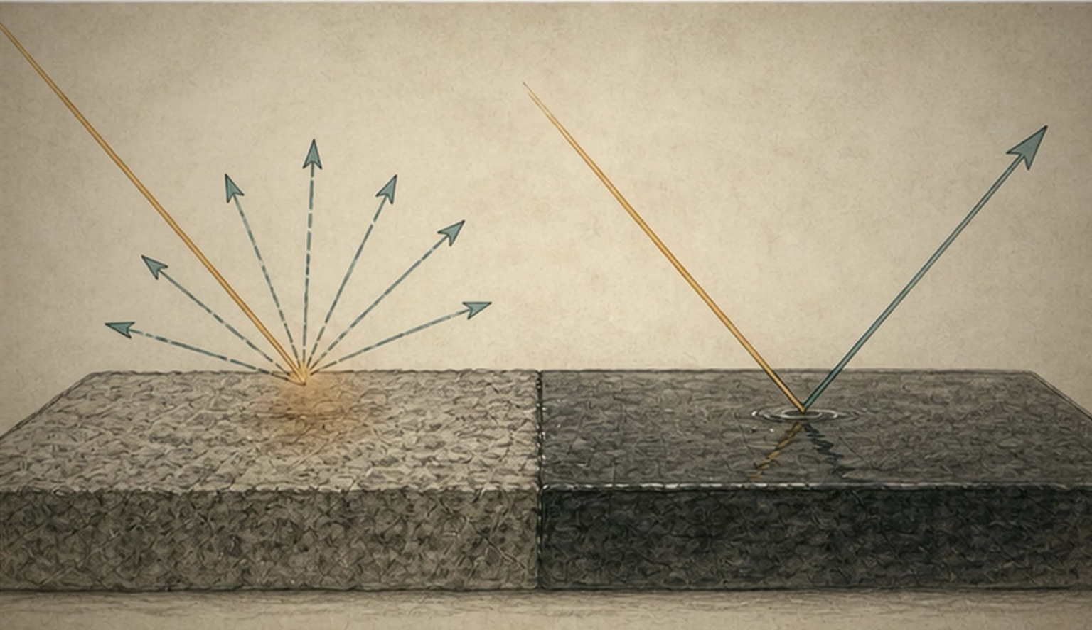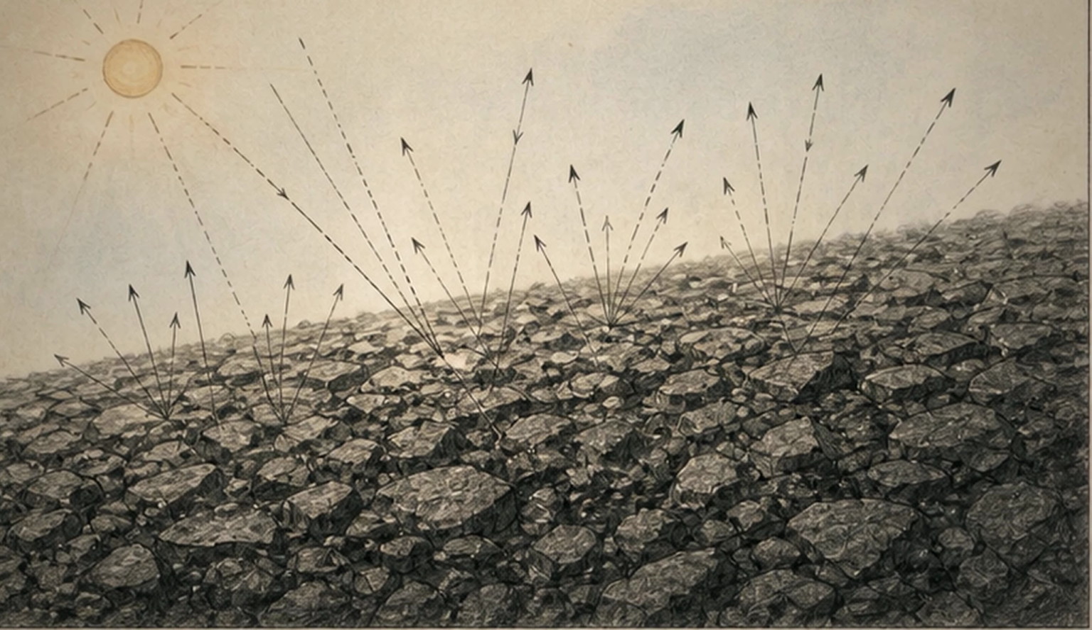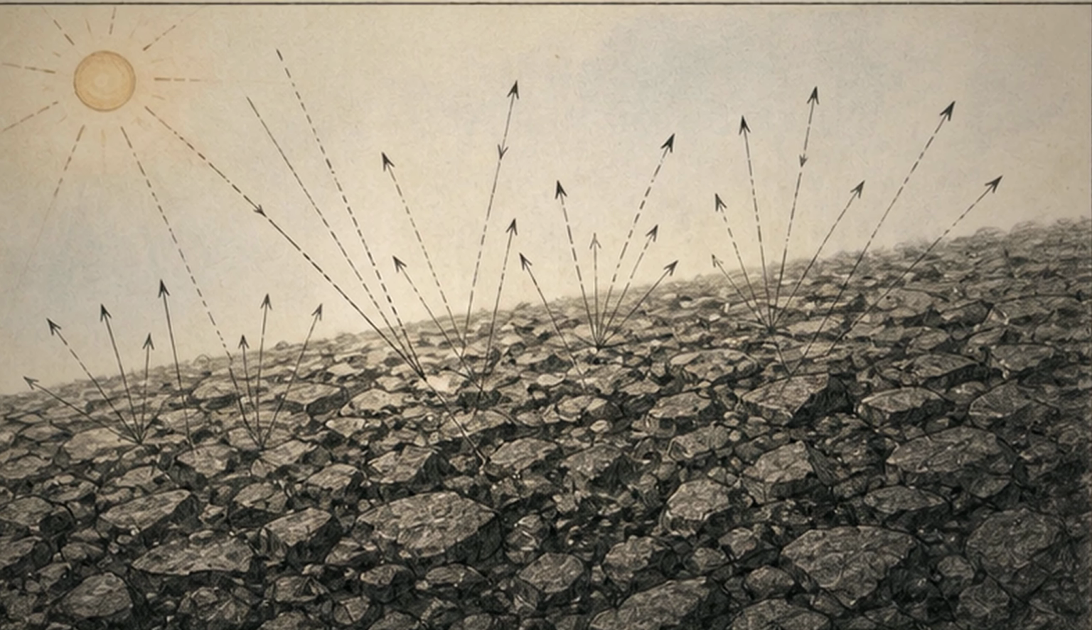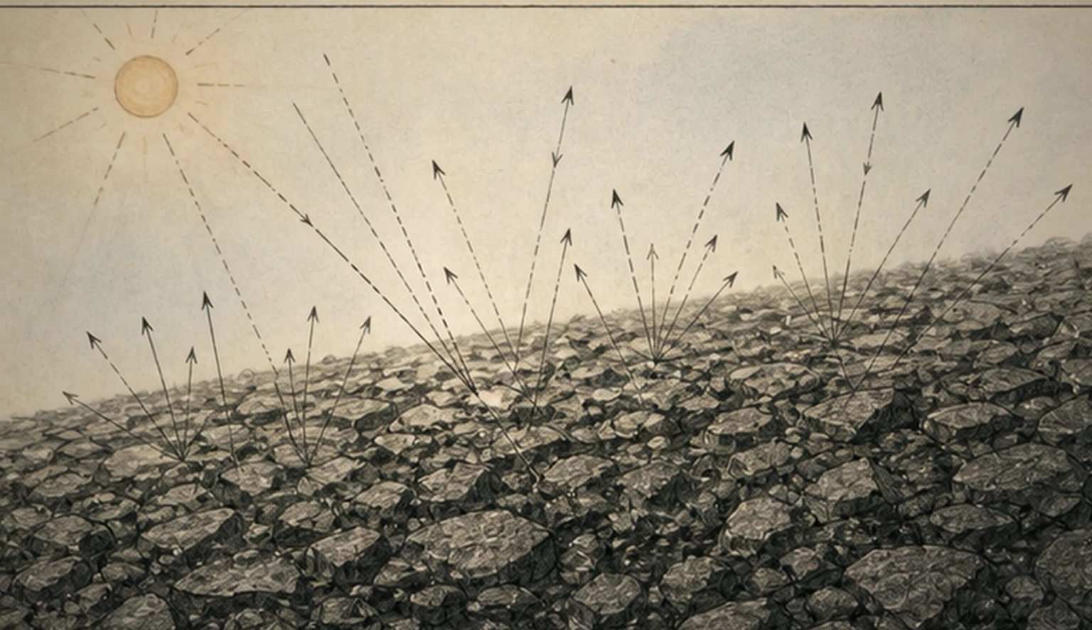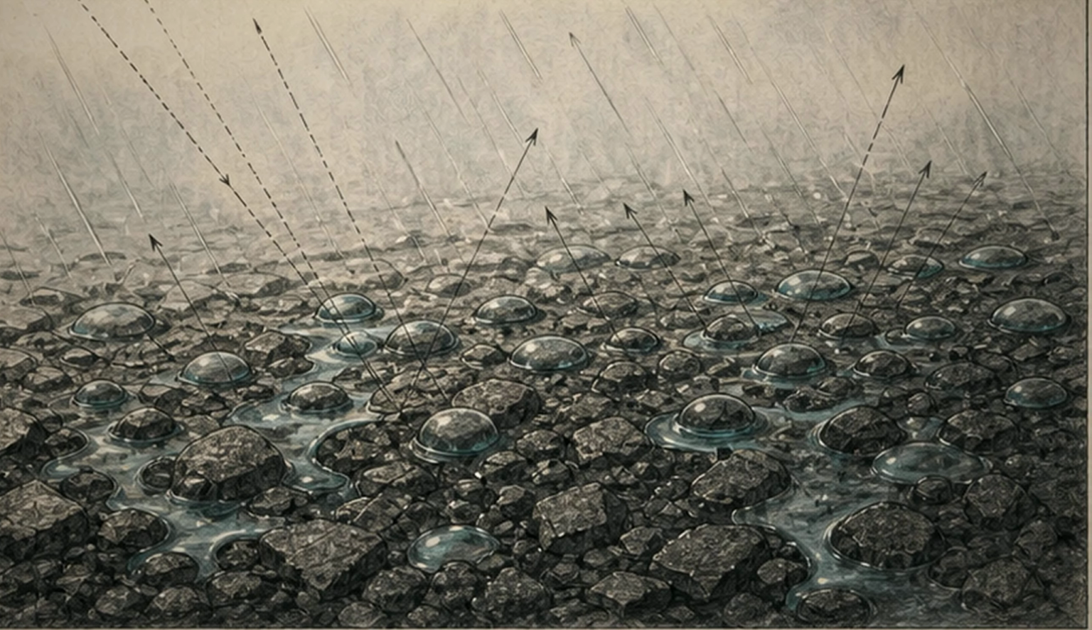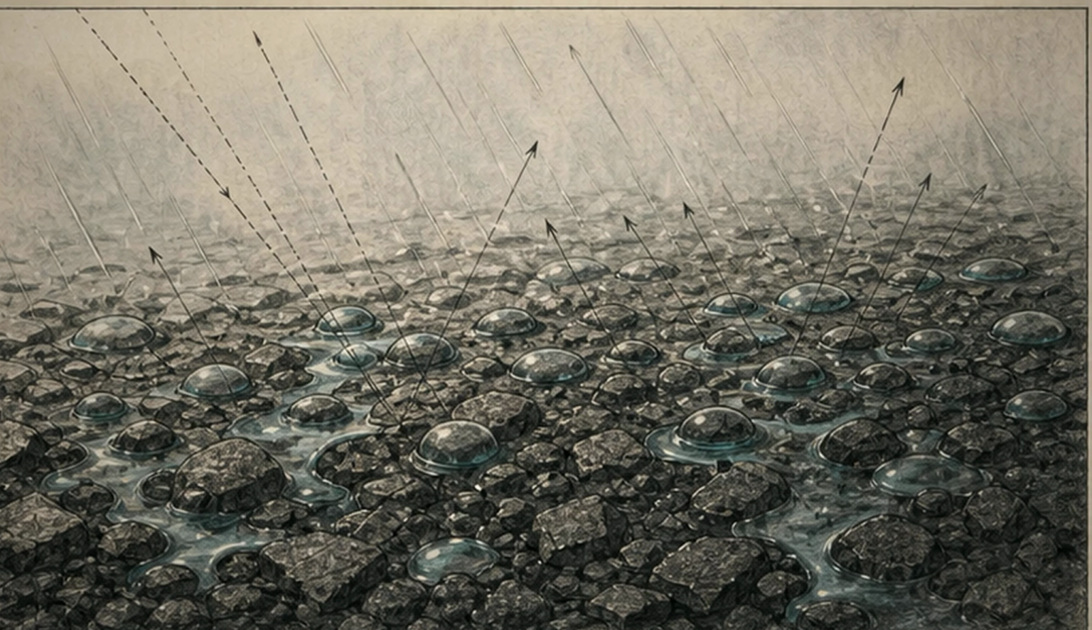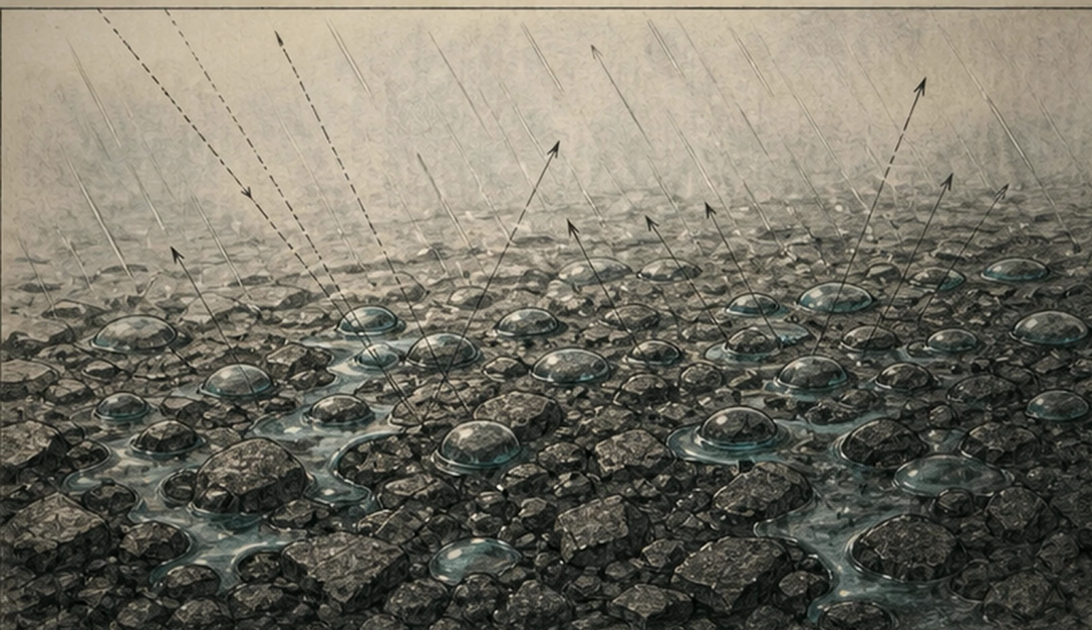A puddle thick enough to hide the texture beneath behaves more like a continuous mirror. Damp asphalt still reveals its rough structure, but the filled pores and thin film reduce its diffuse return. The amount and shape of water determine which effect dominates.